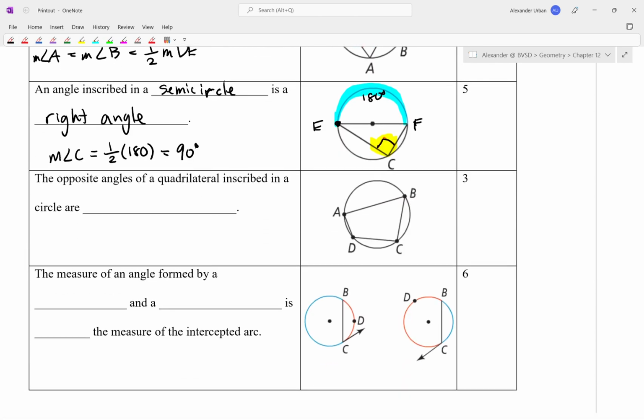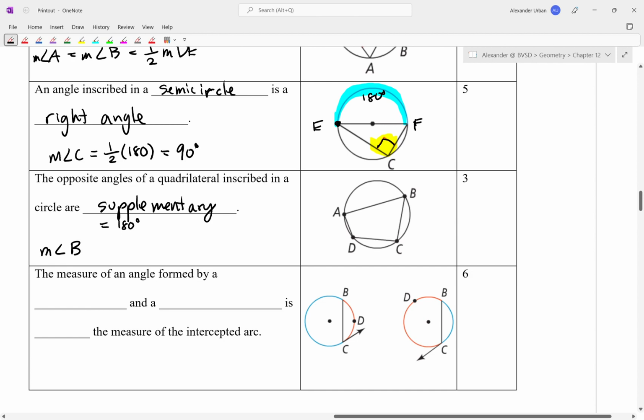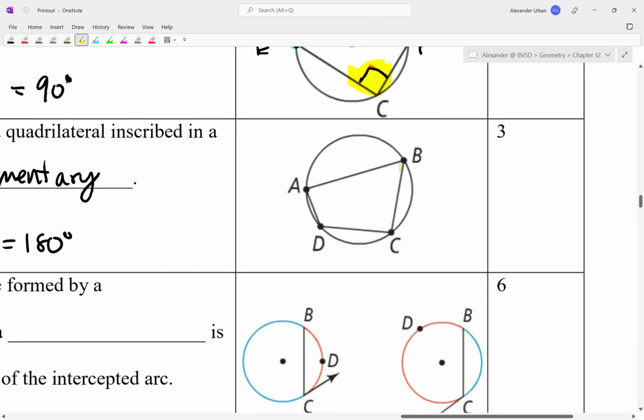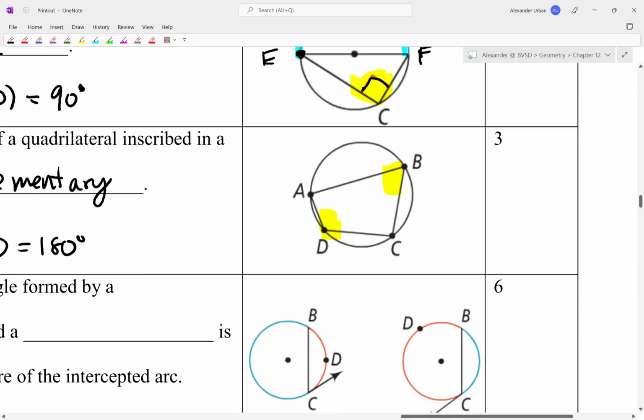Now this one, the opposite angles of a quadrilateral inscribed in a circle are going to be supplementary. This one we're going to take a look at in just a moment. What supplementary means is that they equal 180 degrees. So, for example, the measure of angle B plus the measure of angle D have to equal 180 degrees. Let me highlight that just a smidge. Angle B, this angle right there, and angle D, those have to equal 180.